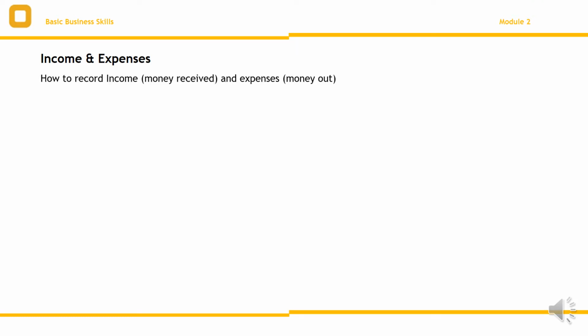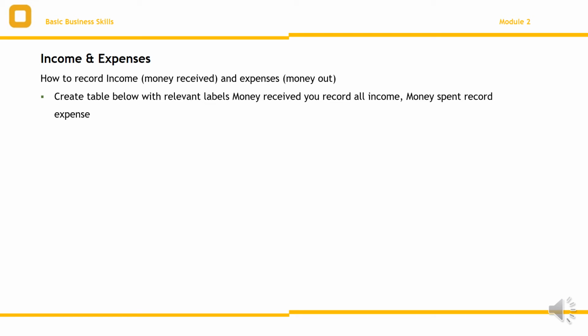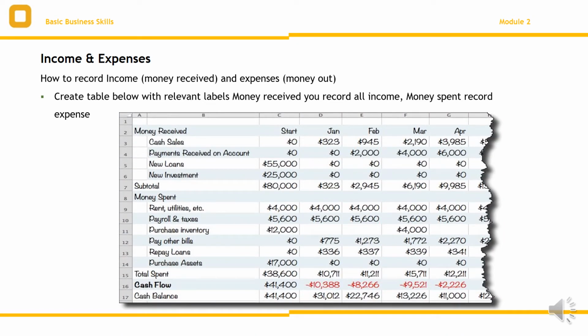So how would you record your income, which is your money received, and your expenses, which is your money going out of the business? You can create a table similar to this one where you will have your money received and you would record on a monthly basis. Under money received, you would record money received from cash sales. You would record money that you received for payments on account. You'd record money that you may have received from new loans or from any investment. So on a month-by-month basis, you'd have to record money that you received as a business, which would be your income.